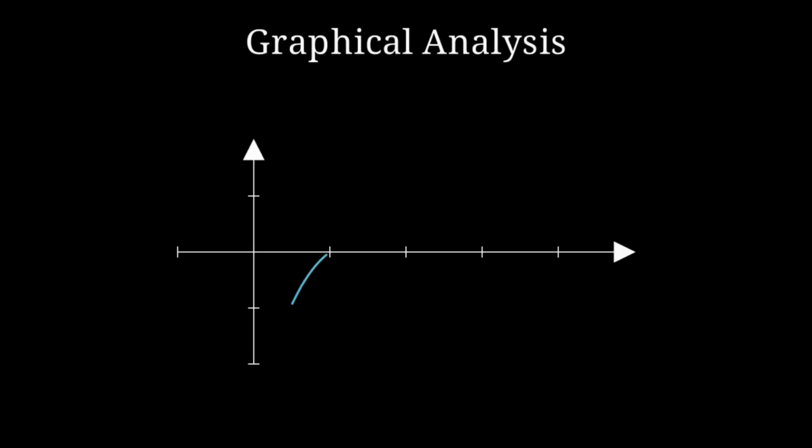A quick look at a graph can save time. If the curve appears to cross at an integer value like 1, we can test that value first. If the function value at that point is 0, we have found a factor.